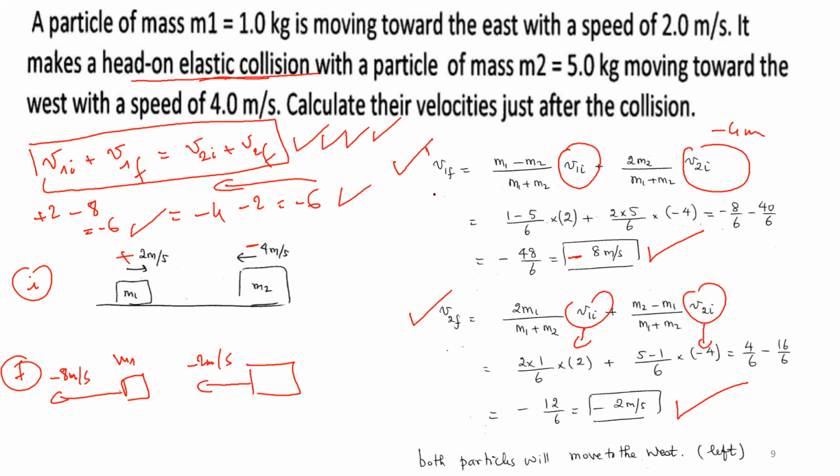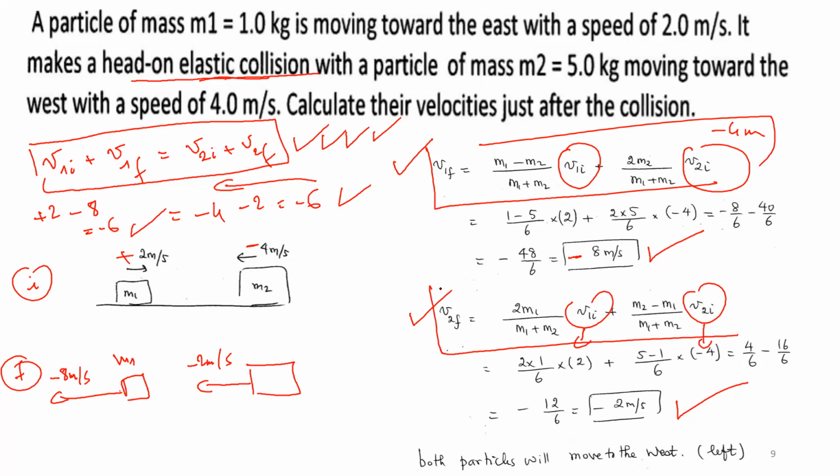But what you need to remember is this formula, of course, and this formula, of course. Okay. And know that these can be positive or negative, because they are projections of vectors on the axis. If I move in the positive direction, it's positive. If I move in the negative direction, it's negative. That's why after collision here, both particles will move towards the negative direction, toward the left, toward the west.